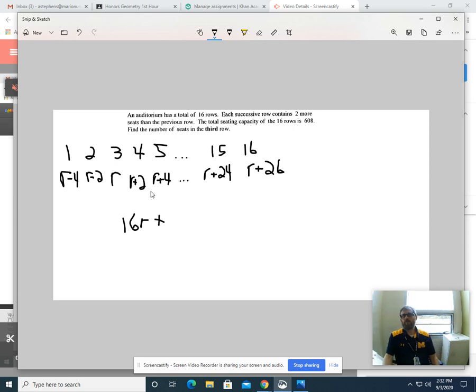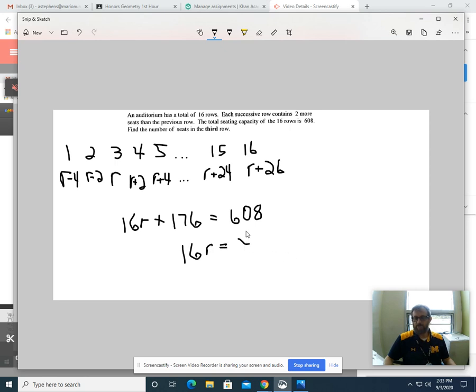So what I need to do is just add up the remaining numbers: 6, 8, and so on. You can do this by hand, you can do it with a calculator, however you want. If you add up all those missing numbers, I believe you get 176. And that has to equal 608. So then I subtract the 176, so 16R equals 432.